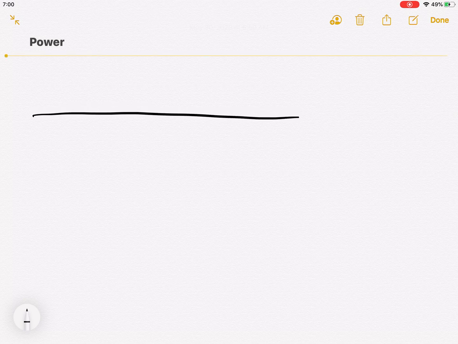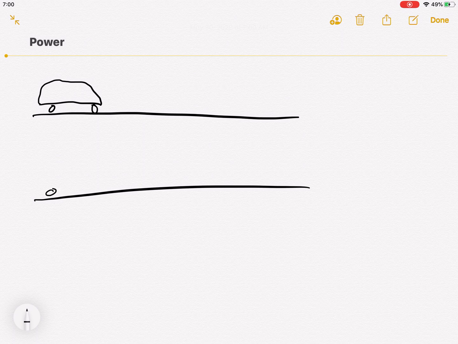So let's talk about another idea related to energy. Let's think about two vehicles, right? Let's do a minivan. How do you draw a minivan? And a sports car. Sure, spectacular. Let's let those have the same mass.